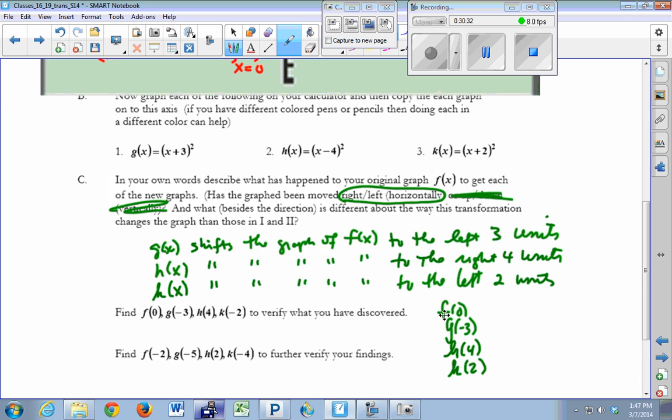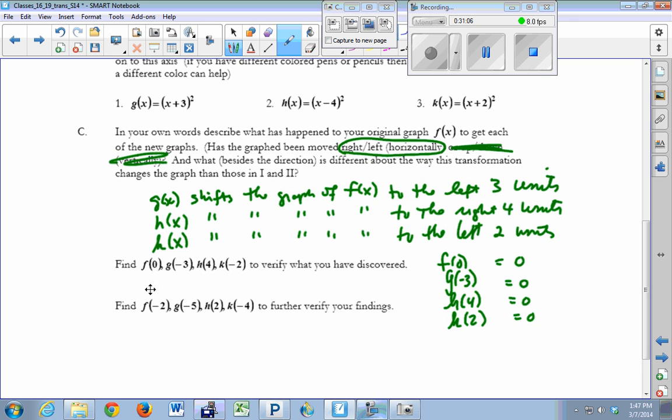So notice now, when we were doing our vertical shifts, we kept our x values all the same and found out what happened to the outputs. Now we're hoping to keep all of our outputs the same. To get 0, our inputs had to change. x now has to be 3 units smaller. x here for h has to be 4 units bigger because 4 is being subtracted from it. And in k, it has to be 2 units smaller to bring us all back to 0.